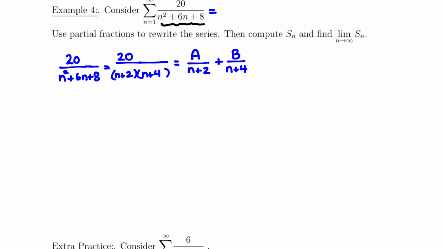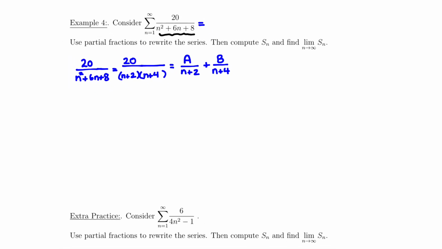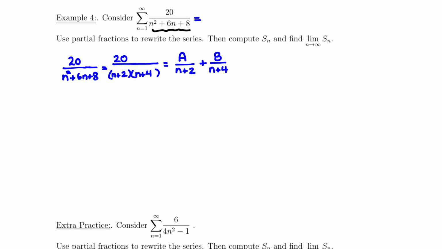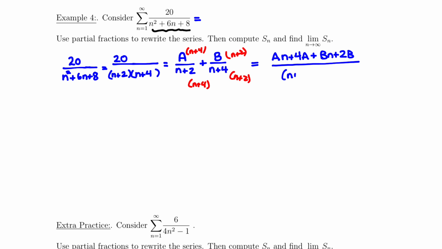I'm going to let you try that. I'm going to pause because this is good. We started by getting a common denominator. So this guy would multiply by n plus 4, and the next one would multiply by n plus 2 over n plus 2. And we would put it together, and that would give us an plus 4a plus bn plus 2b all over n plus 2 times n plus 4.